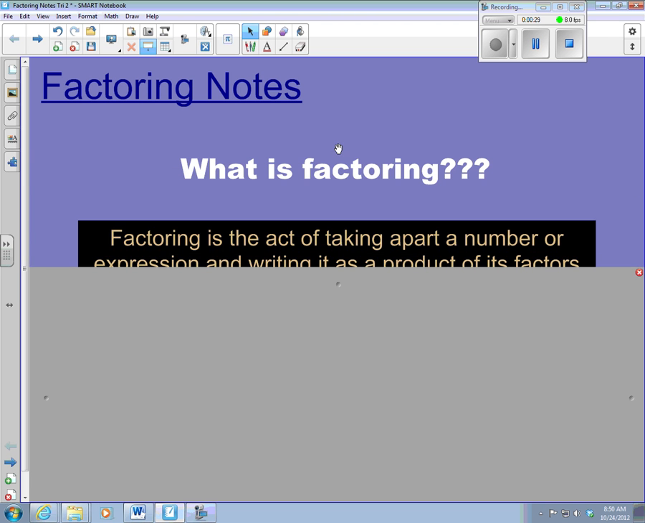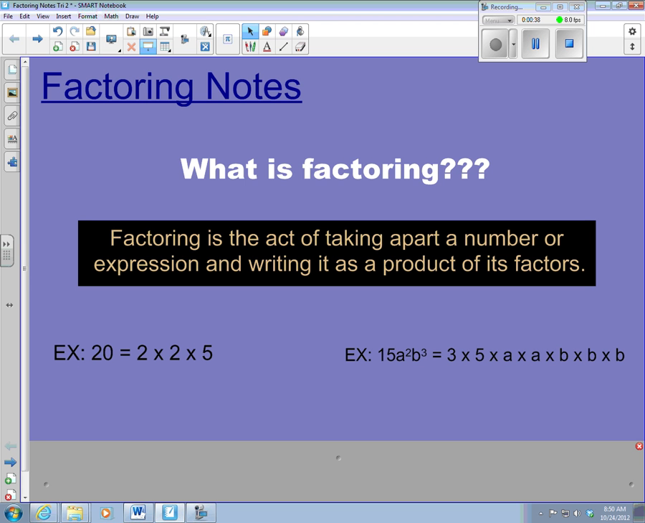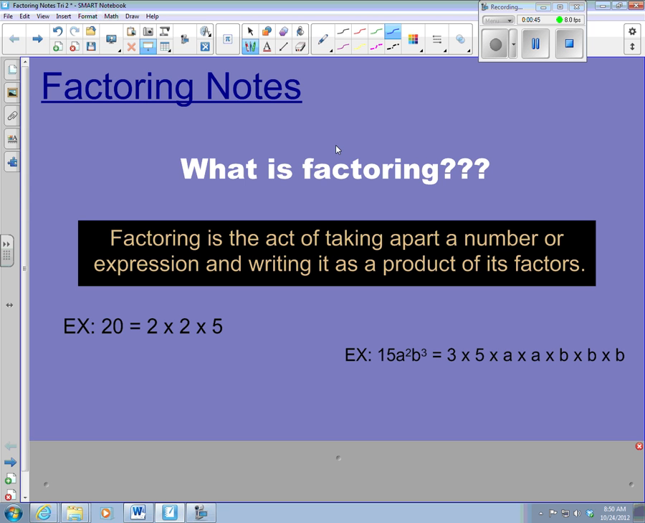So what is factoring? Factoring is the act of taking apart a number or an expression and writing it as a product of its factors. So when you look at this one right here, 20, if you were going to factor it, you'd find out, well, 4 times 5 is 20, but you can break up 4 into 2 times 2. These are all considered factors right here. 2 times 2 times 5 is 20. The two 2's and the 5 are your factors, what you're multiplying together to get 20.